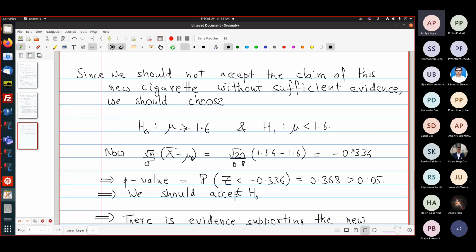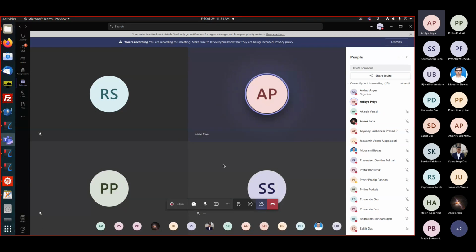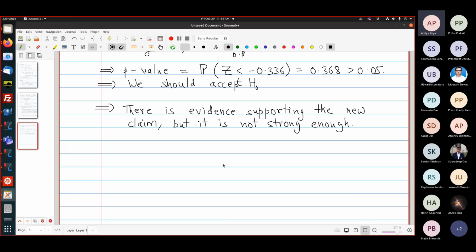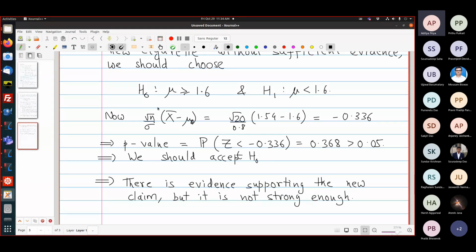How many cigarettes would we have to test for the mean to be 1.54 and our new null hypothesis to actually be rejected? Well, that you can calculate, no? You just substitute n here and equate the p-value to 0.05, or equate it to z alpha, minus z alpha.